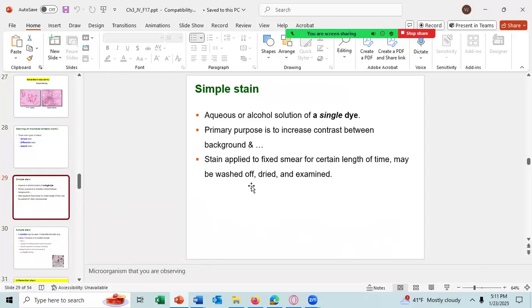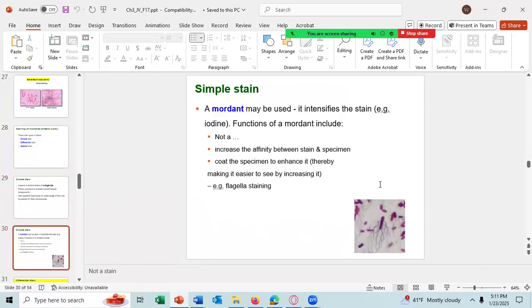Most of the time, the stain is put on, the slide is allowed to dry, and then you look at the slide. A simple stain may use a mordant. A mordant, all it does is intensify the stain. We'll talk about the mordant when we're talking about the Gram stain, which is not a simple stain. And iodine in the Gram stain is a mordant.